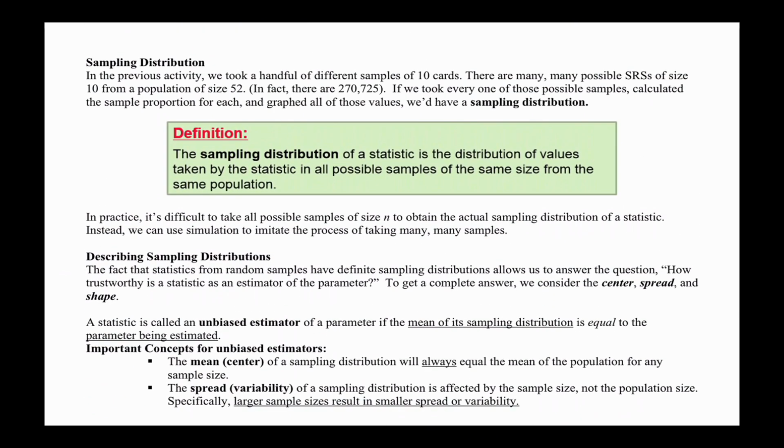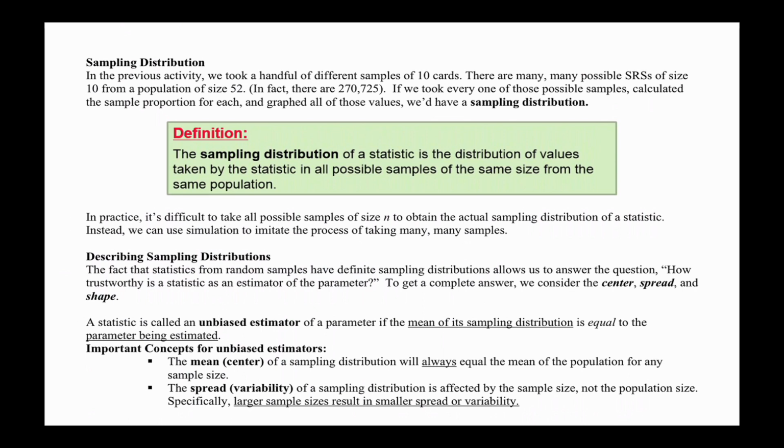Okay, so sampling distribution. In the previous activities, we took a handful of different samples of 10 cards. There are many, many possible SRSs of size 10 from a population of 52. In fact, there are 270,725 different things that could happen if I were to pull out 10 cards. It's a lot.